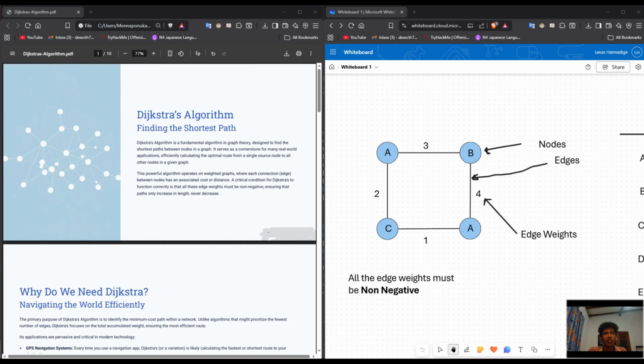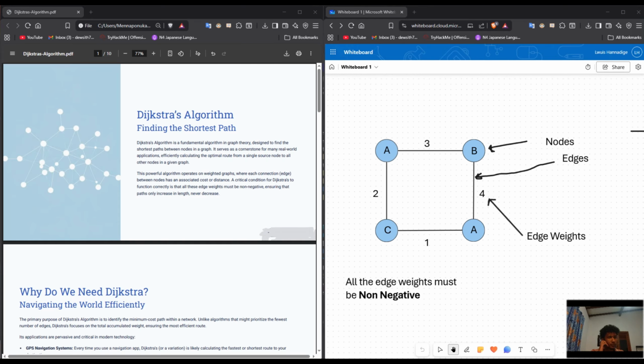So firstly, we'll talk about graph theory. Here, I have drawn the graph for the algorithm.